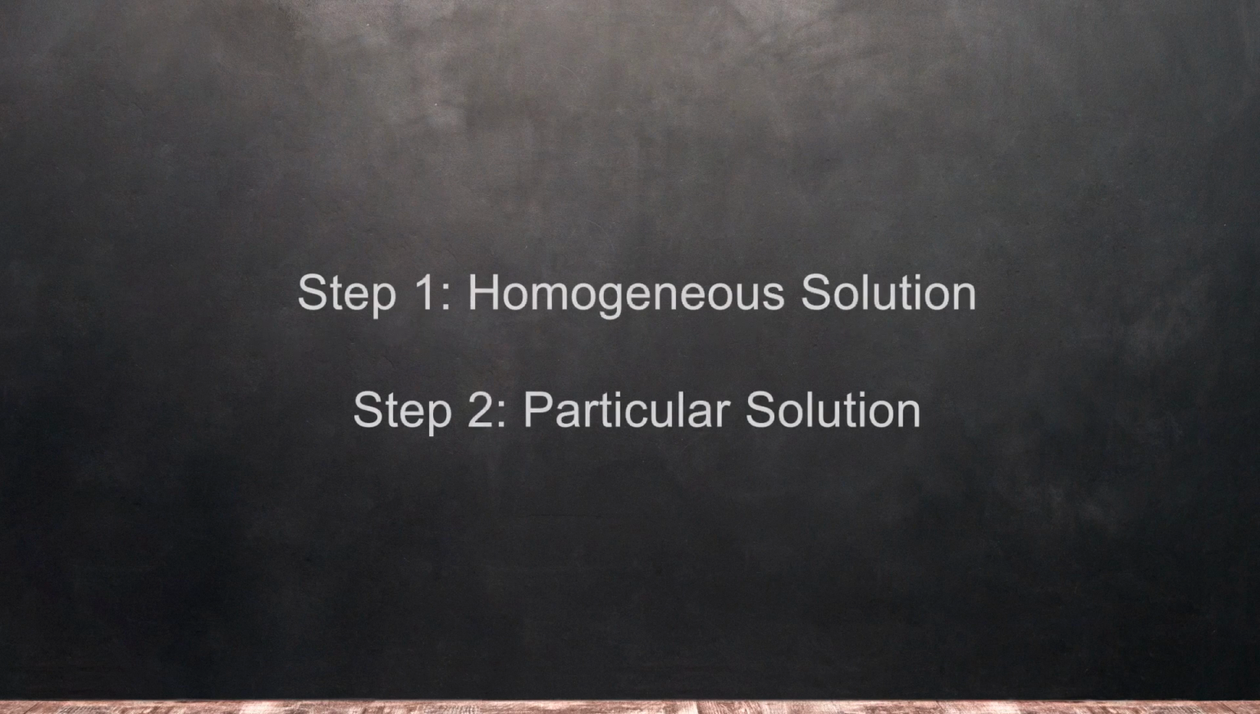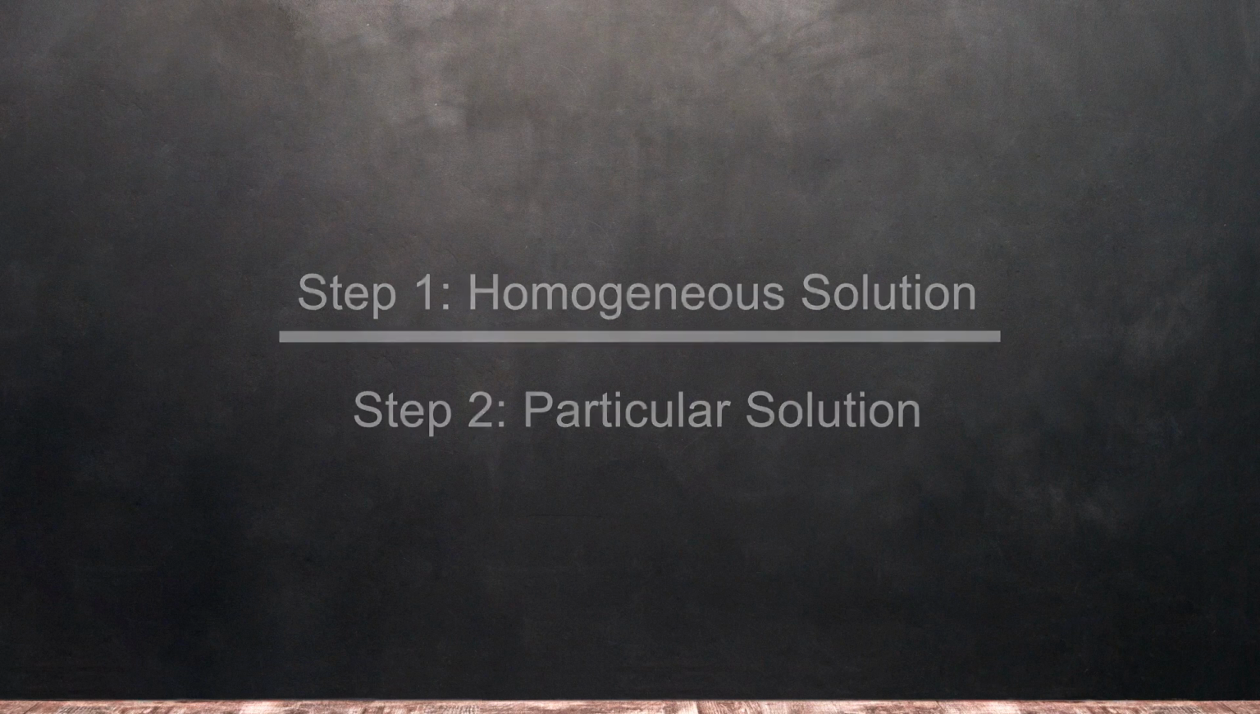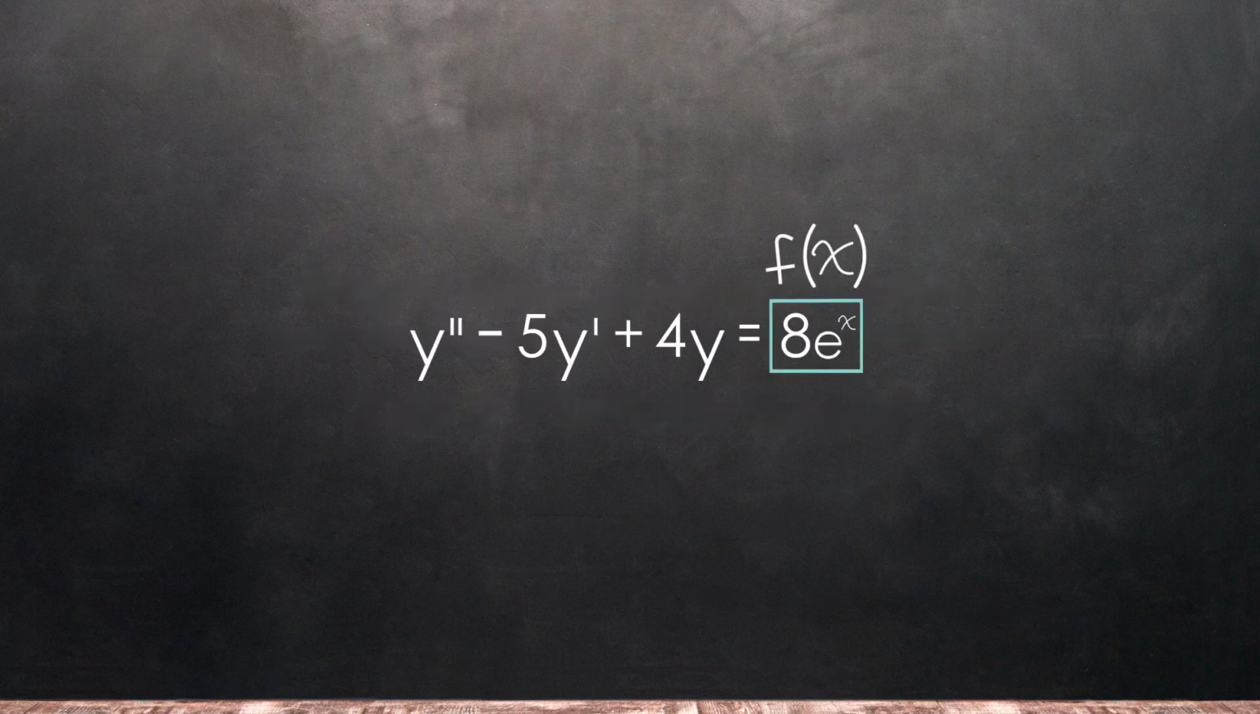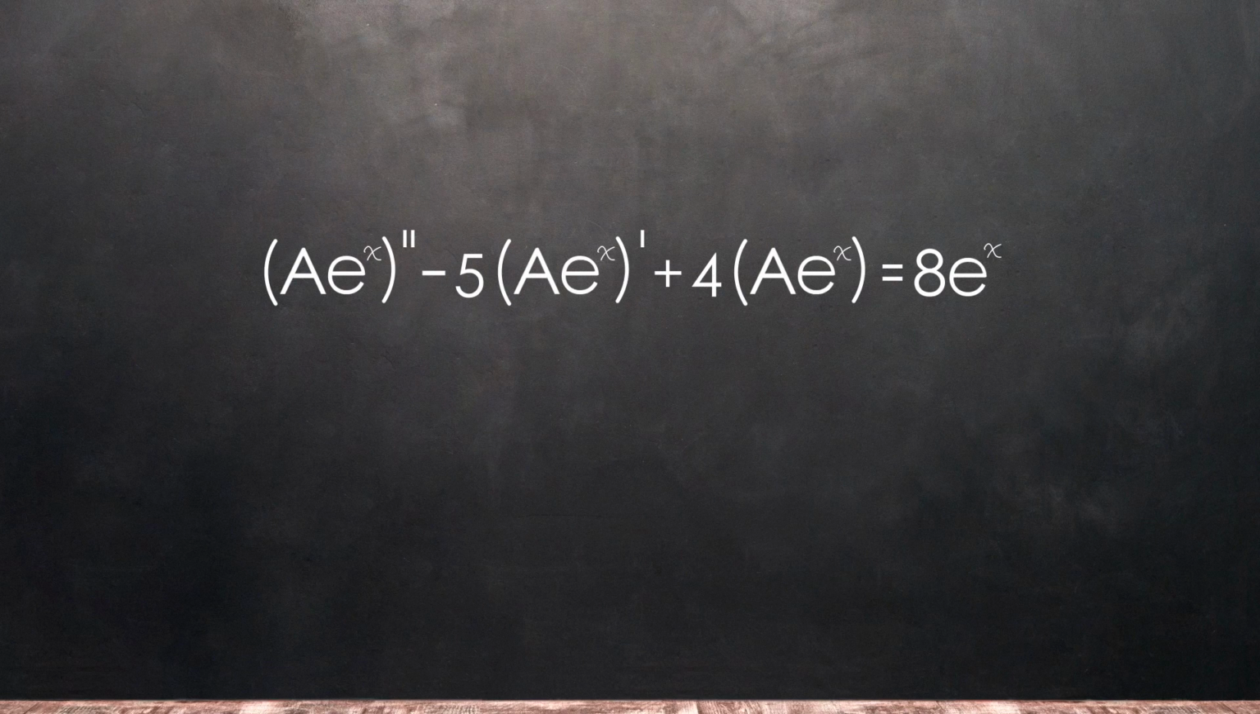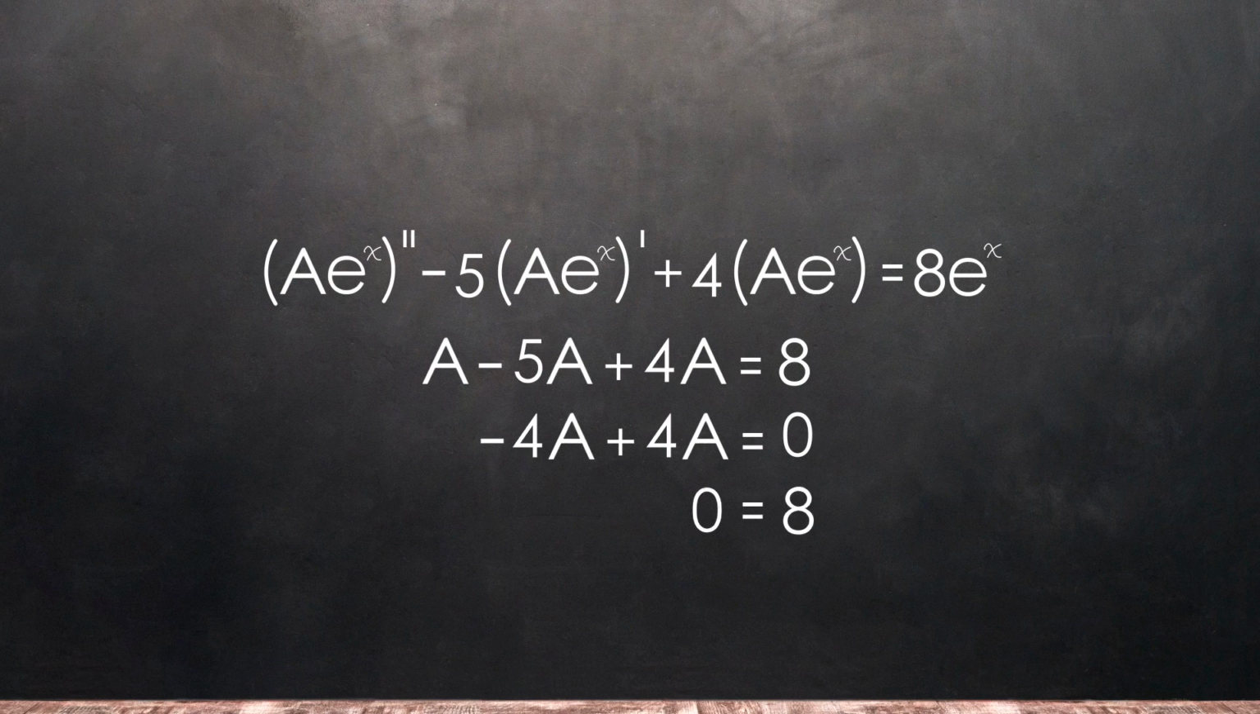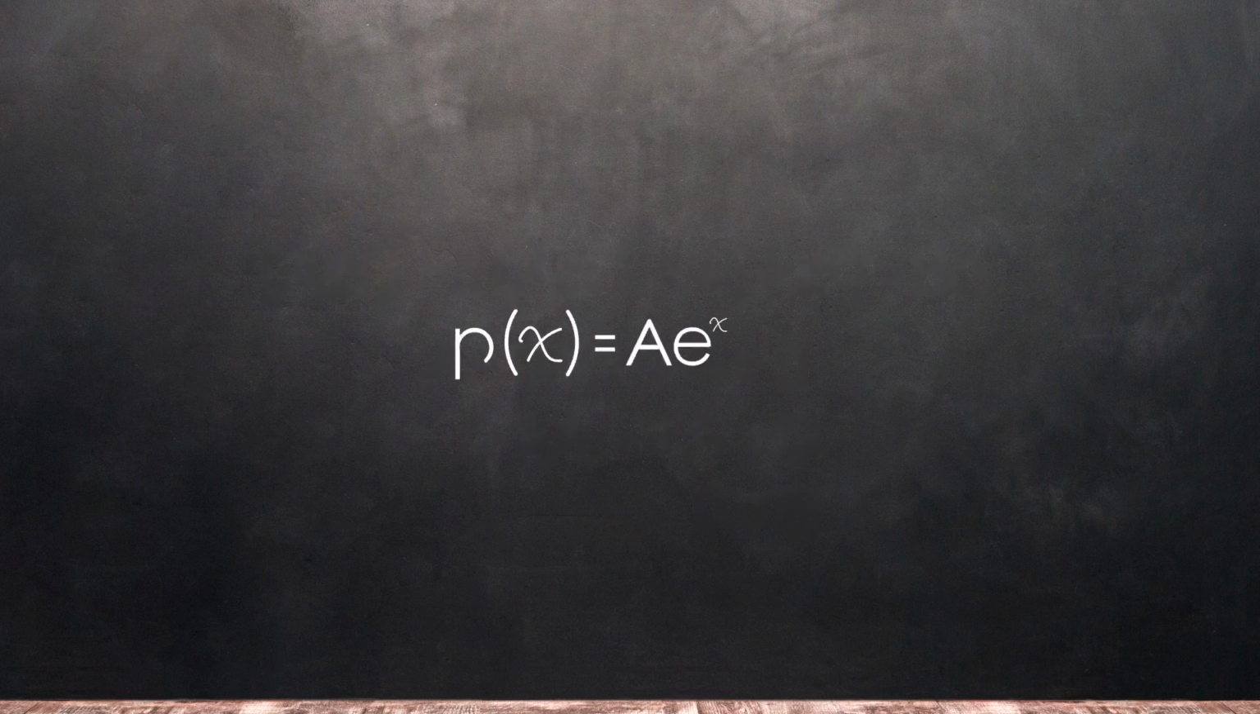Now let's talk about why we always solve for the homogeneous solution before the particular solution. Consider the following example. F of x is 8 times e to the x, which means that the particular solution would have the form a times e to the x. But if we substitute this particular equation into the differential equation, we end up with 0 equals 8, which means that this particular solution is not in the right format.